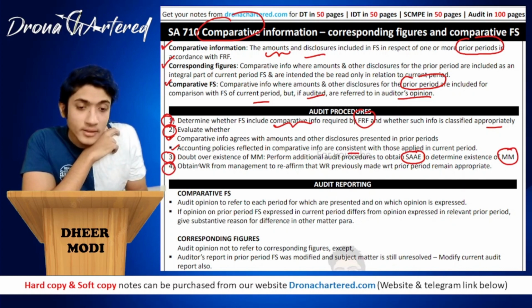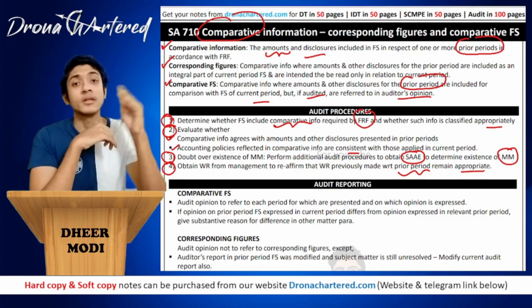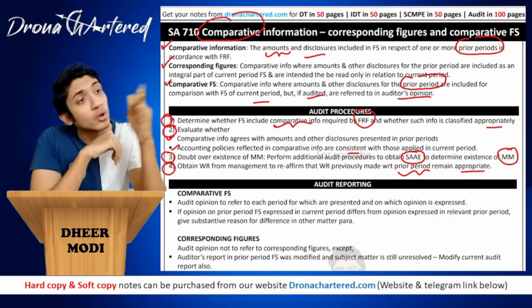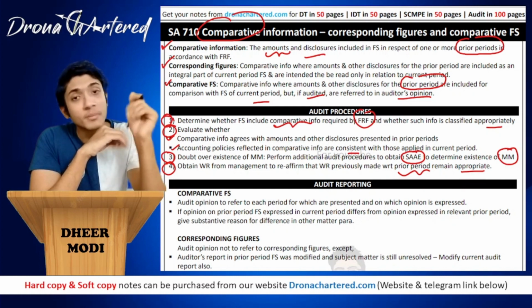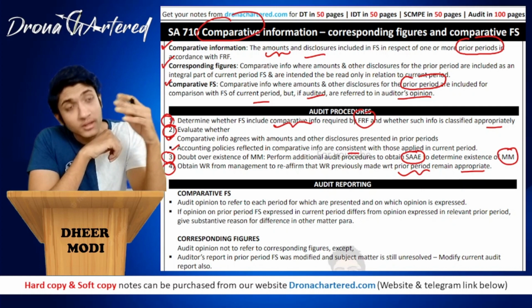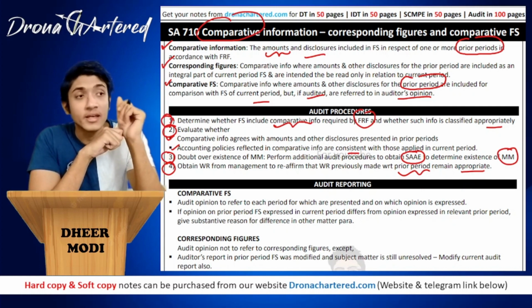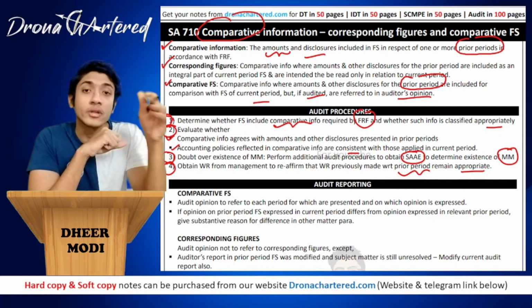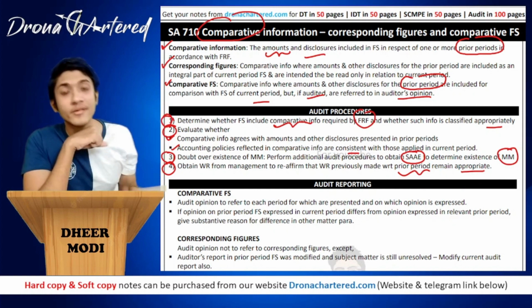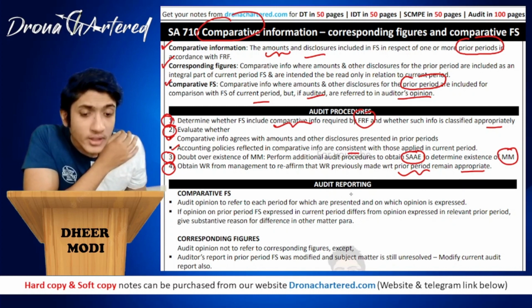Okay, and next is to obtain written representation from management to reaffirm that the written representation previously made with respect to the prior period remains appropriate. Since in these current financial statements you are also putting prior period information, you will have to obtain written representation from management that the written representation that you had provided earlier as per SA 580 is still relevant or not, still applicable or not. So you will have to get a different written representation for that. Okay, now next is your audit reporting.